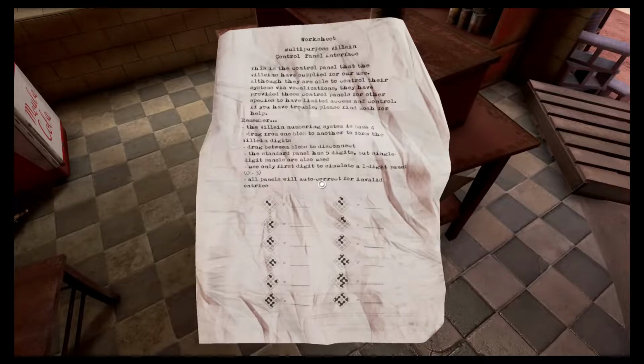Worksheet, multi-purpose Belaine control panel interface. Oh my gosh. Okay, this is the control panel that the Belaines have supplied for our use. Although they are able to control their system via vocalizations, they have provided these control panels for other species to have limited access and control. If you have trouble, please find Noah for help. Remember, the Belaine numbering system is base 4. Drag from one blob to another to form the Belaine digits.